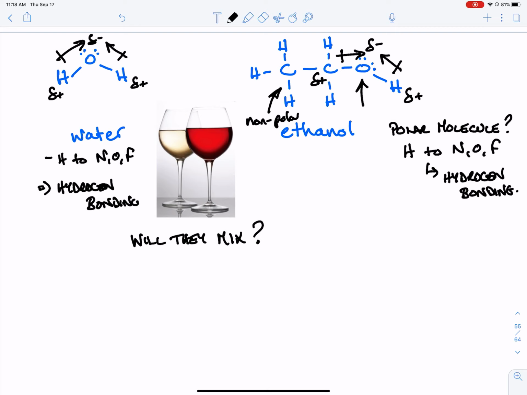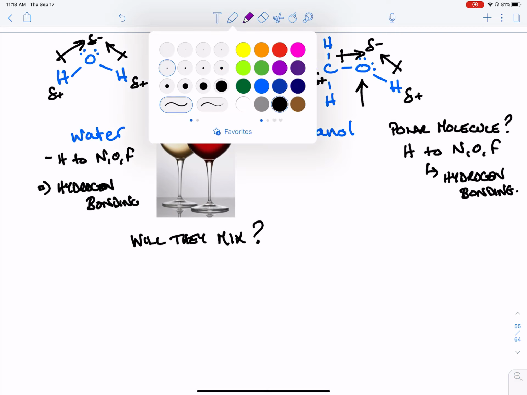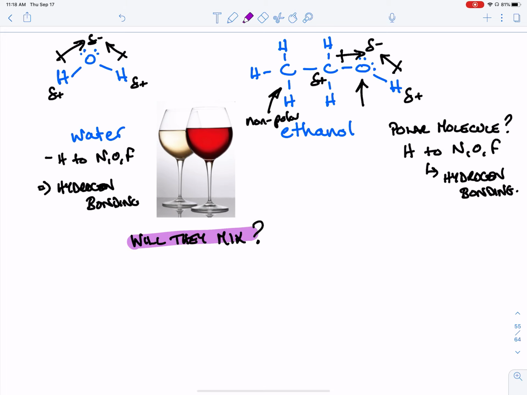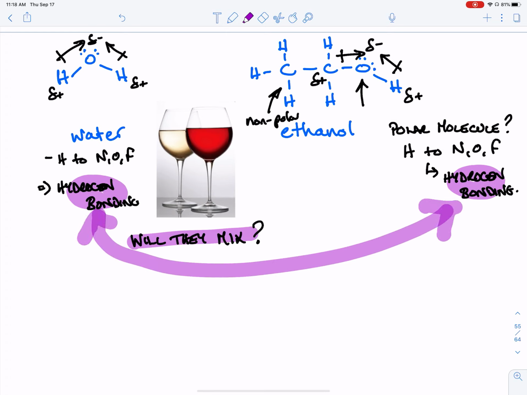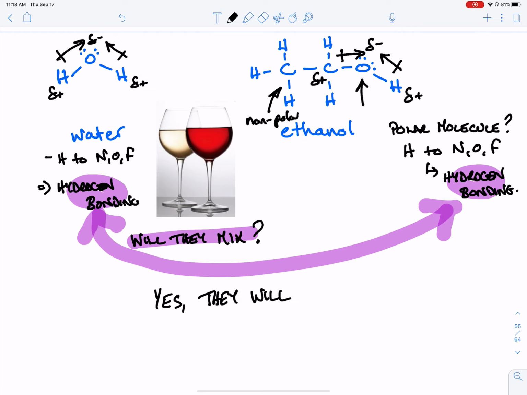And so now we can actually ask the question that we were originally intending, will they mix? Well, water has hydrogen bonding. Ethanol has hydrogen bonding. They have similar intermolecular forces. Yes, they will mix, because they have similar intermolecular forces.